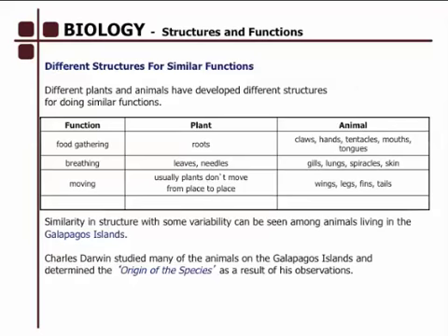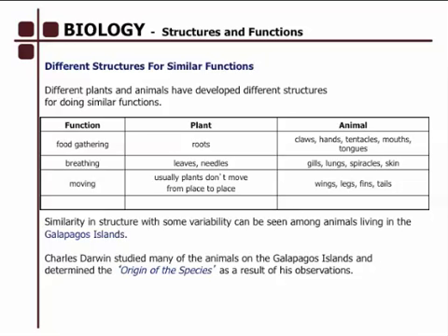Okay. So different structures can have similar functions. Different plants and animals have developed different structures for doing similar functions. For the function of food gathering, a plant uses its roots, whereas animals may use their claws, hands, tentacles, mouths, and tongues. Okay? For the function of breathing, a plant uses its leaves and needles, and it breathes in carbon dioxide, whereas animals use their gills, lungs, spiracles, and skin to breathe in oxygen.